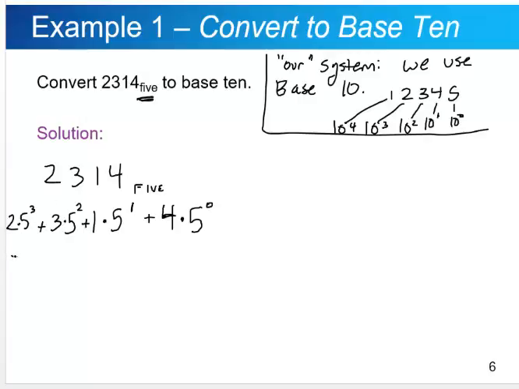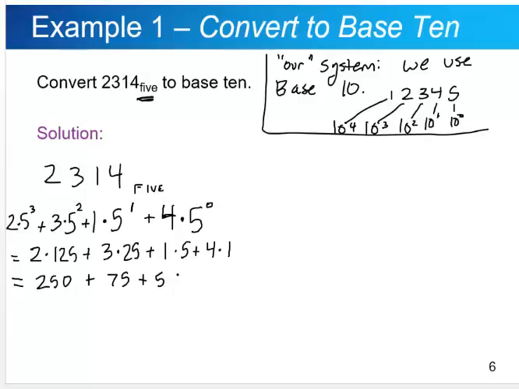And then we use order of operations to compute this. Exponents first, and then products. And altogether we end up with 334. So 2314 base 5 is the same as 334 in our system.